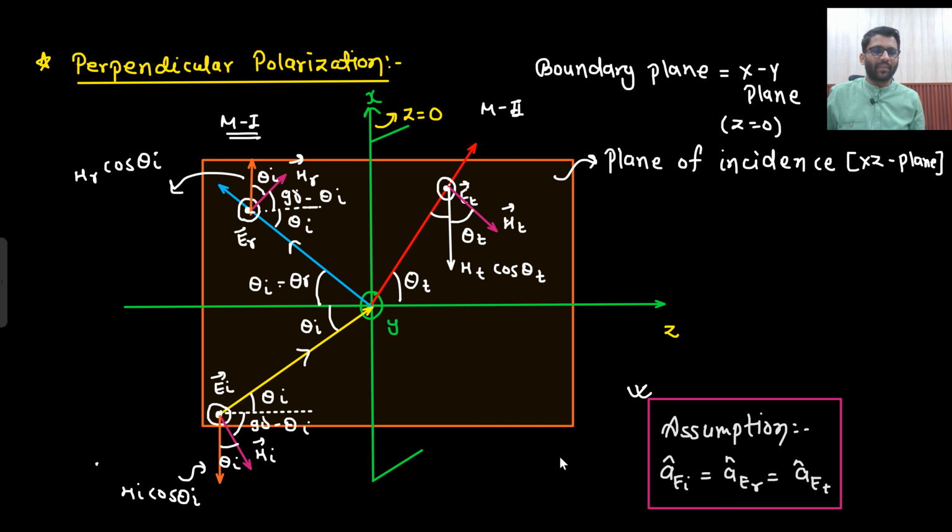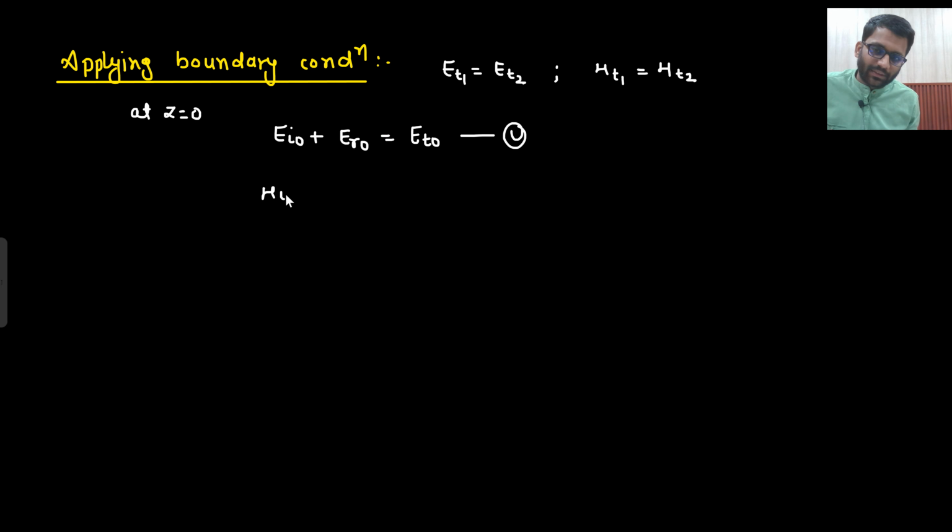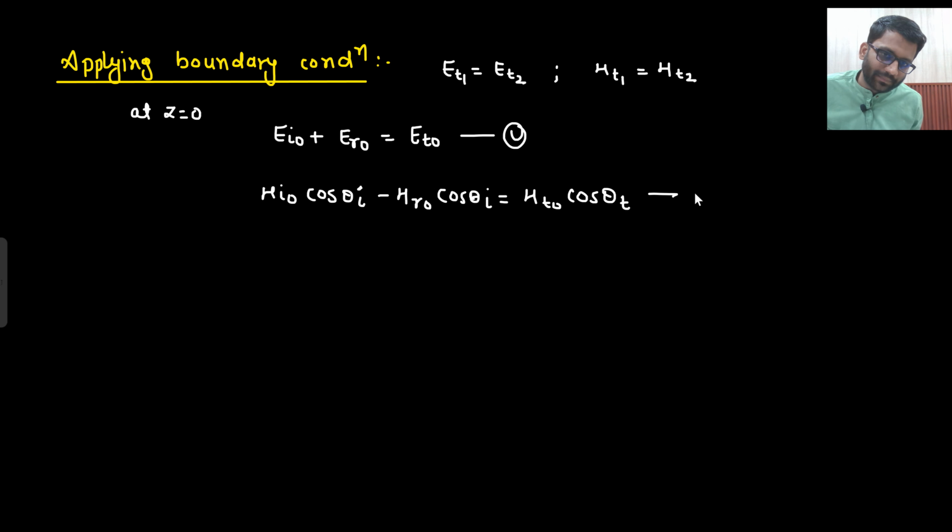Now I need to apply the magnetic boundary condition. So what can I see? Better I should write HRO, HIO and HTO, because I will just write down the magnitude. So HIO cos theta I minus HRO cos theta I. Why minus? You can see why minus, because HRO is in the opposite direction, is equal to HTO cos theta T. So HIO cos theta I minus HRO cos theta I is equal to HTO cos theta T.